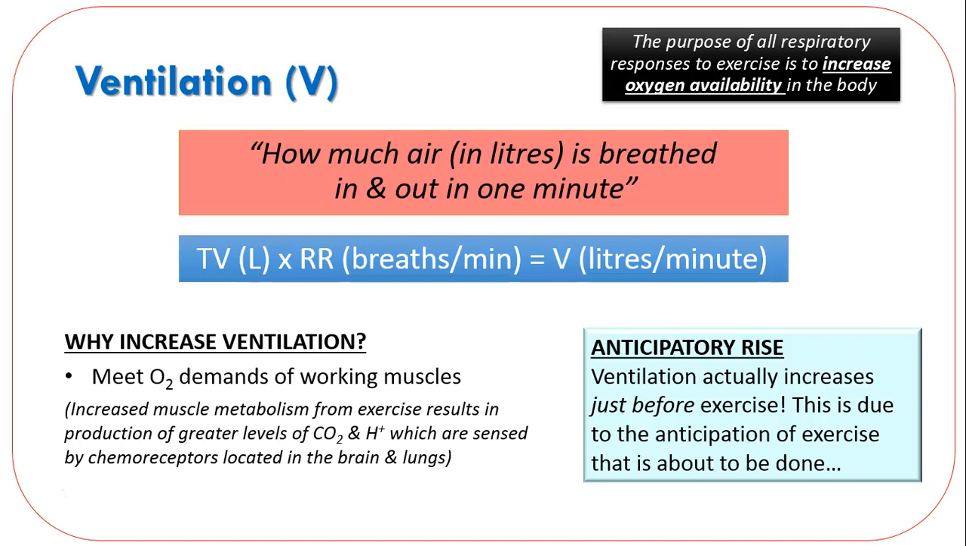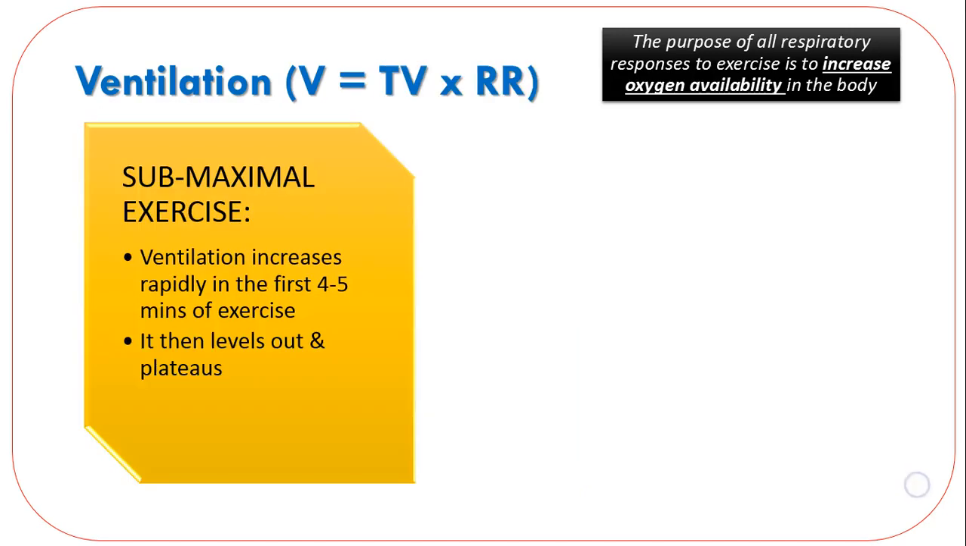As I mentioned just before, our responses start to happen just slightly before exercise with our ventilation. So if you picture yourself at the start of a 100-meter sprint, what would actually happen naturally without you even trying is that your ventilation rate will increase slightly just before you start that event. So your body senses that it's going to need more oxygen available for what it's about to do. So it starts to increase that ventilation in anticipation of this exercise. So we call that an anticipatory rise.